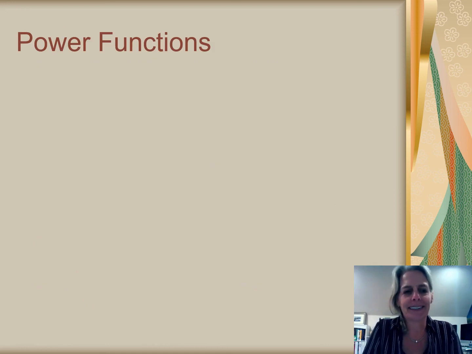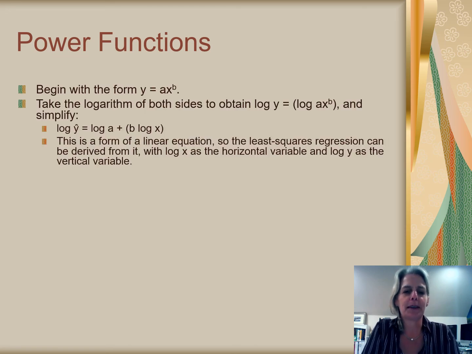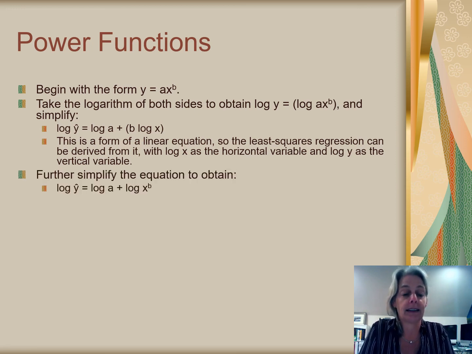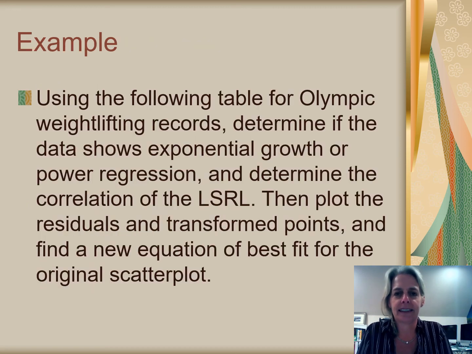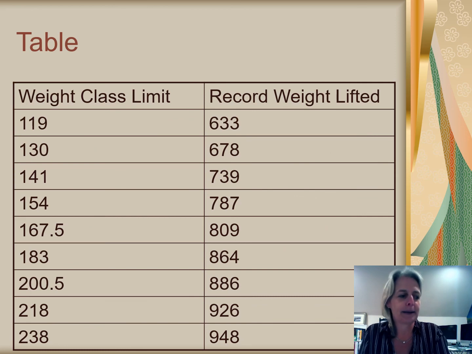All right, so somewhat quickly here, we're going to go through one power function problem. Again, we're talking about the form y equals a times x raised to an exponent b. So for power models, we're going to take the log of both x and y. And again, we could do it algebraically, but we're going to let the calculator do most of the work. So in this problem with Olympic weightlifting records, we're going to look at our data.